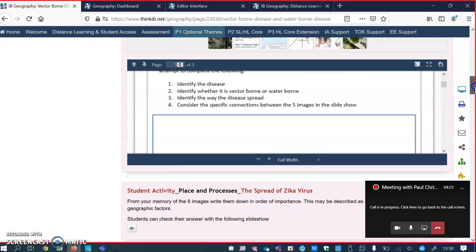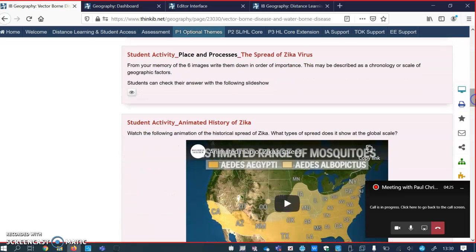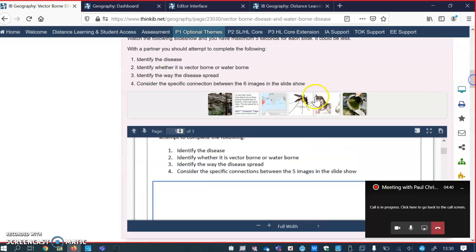Okay, I'd like to ask you to do another quick activity for me. Thinking about the images that you've just seen, could you try to think about the order of importance? Which one would be most important to the least important of those factors? I'll just show you those images again.